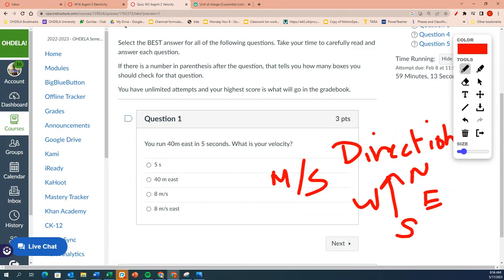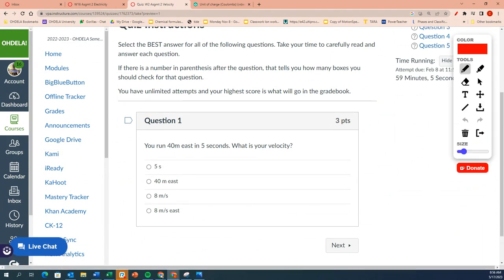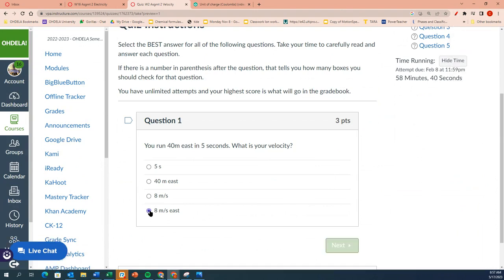Okay, so let's take a look at this. We're going to calculate this. Remember, velocity is the displacement, 40, divided by seconds. So that's 5 seconds. 9 times 5, let's see, oh, I got 45. Sorry, so this is 8. And it's 8 meters per second east. Okay, 8 meters per second east.